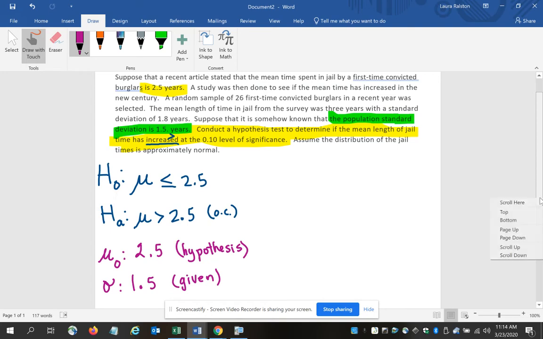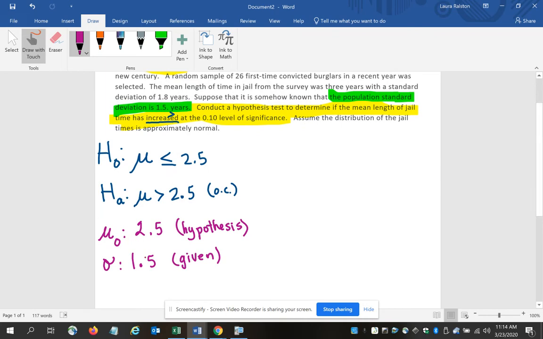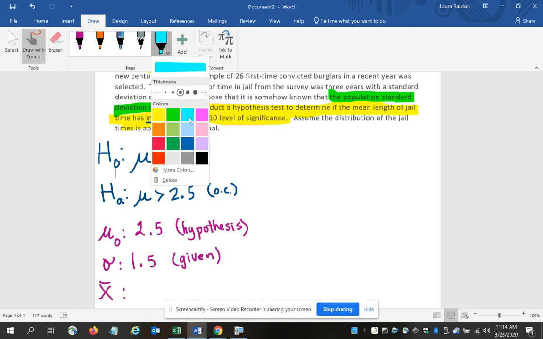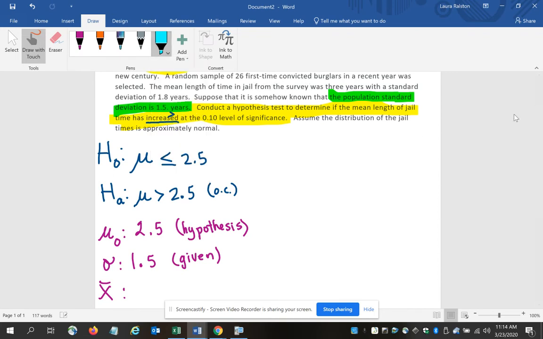We also need to identify X bar. I'm going to have to scroll down just a little bit. You have to identify X bar, which is your sample mean. If we read through this again, it talks about sampling the 26 people, and it's found that the mean length of time in jail was 3 years. So X bar is 3, and that's given.